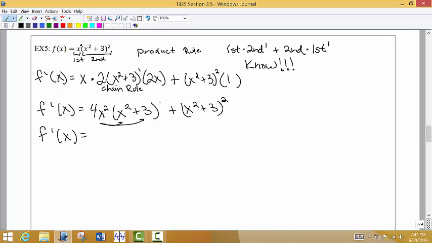But here I can, because there's no exponent. So here I can go ahead and multiply that in. So I get 4 times x to the power of 4. So x squared times x squared is x to the power of 4.